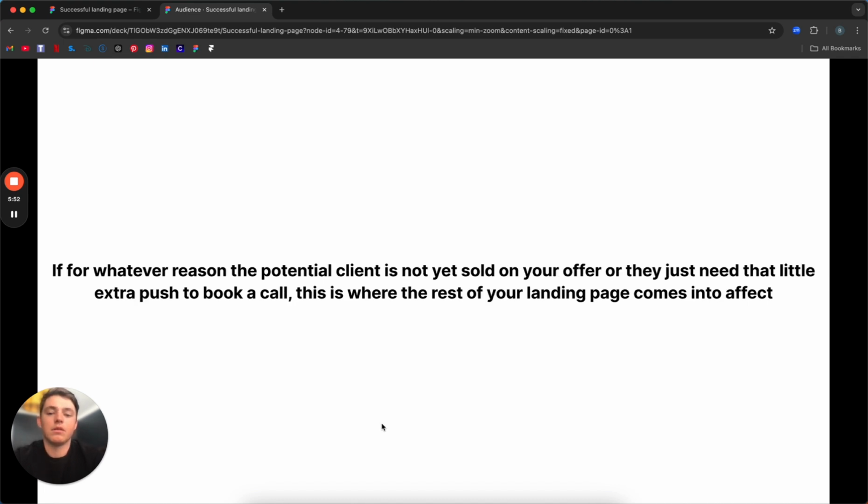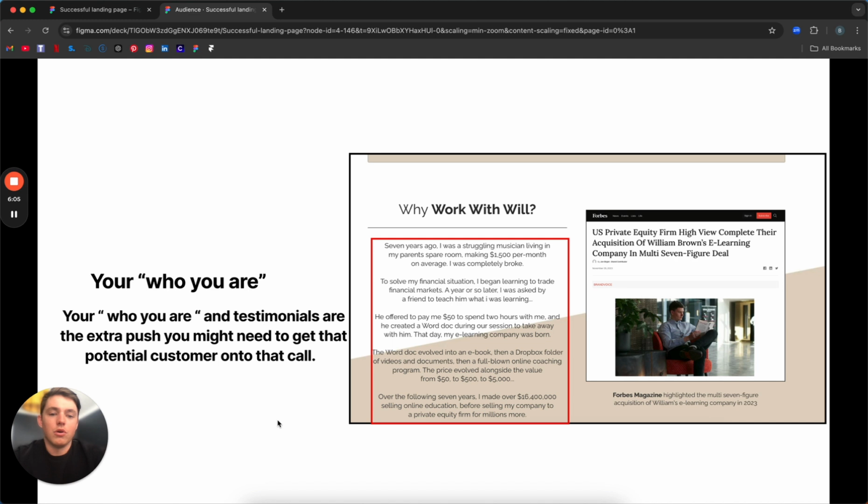If, for whatever reason, the potential client is not yet sold on your offer, or they just need that little bit of an extra push to book a call, this is where the rest of your landing page comes into effect. So this is your who you are. This is your extra push that someone might need to get that potential customer onto that call. Basically, running them down as you get here.